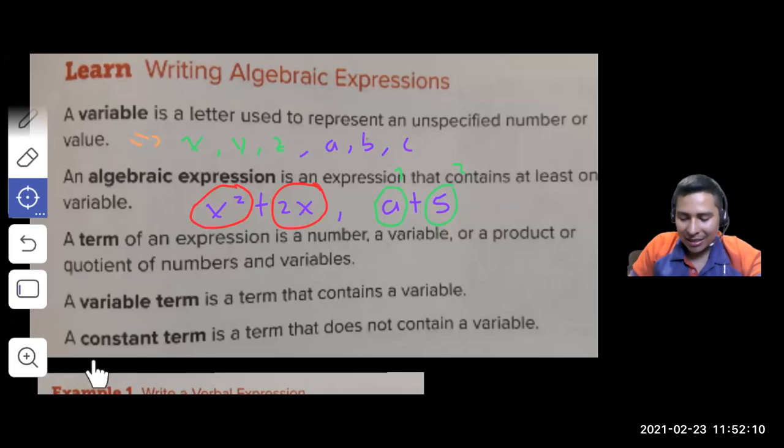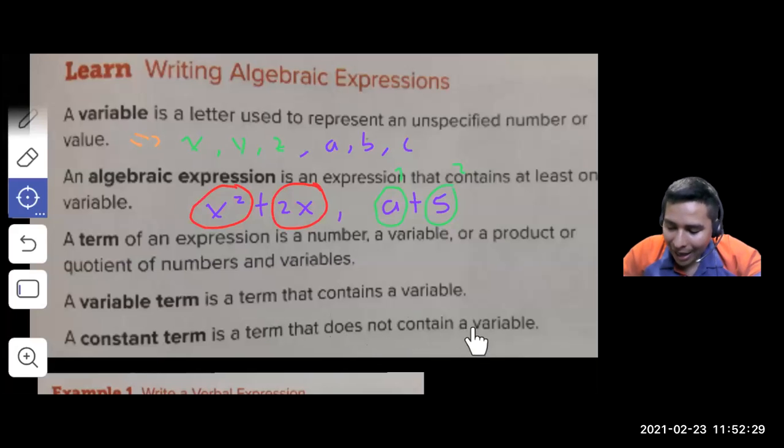A constant term is a term that does not contain a variable. Guys, this means that a constant term is just when you have a number. It doesn't have a variable.